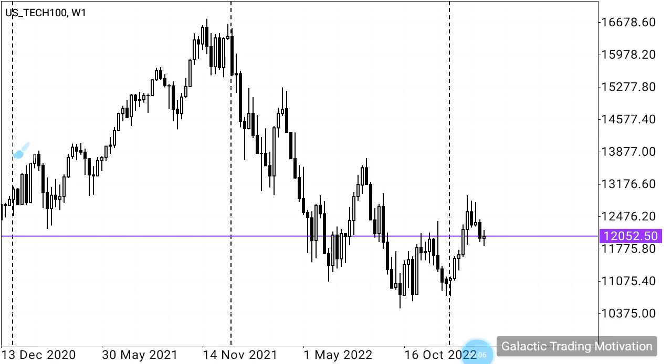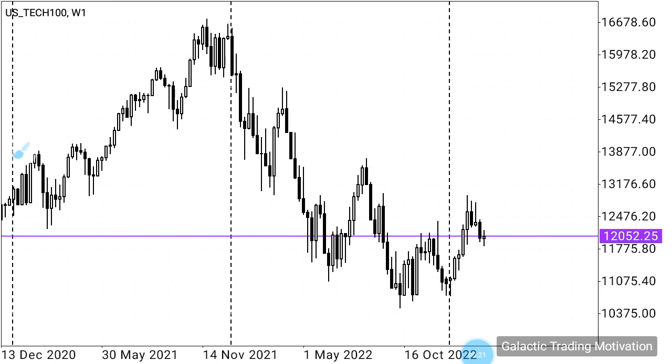Let's have a look at UStech ahead of NFP, which we have in a couple of hours' time. So, without wasting any further time, let's get straight into the actual analysis. And as you guys can see, I am on the weekly chart.